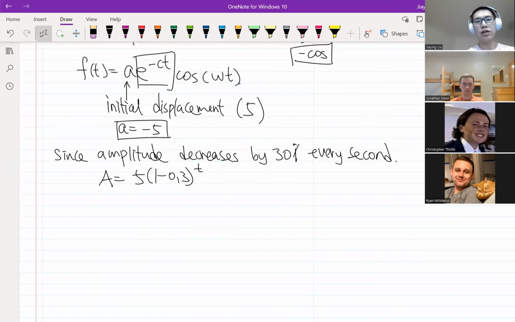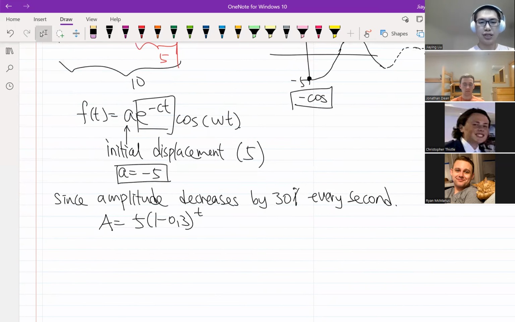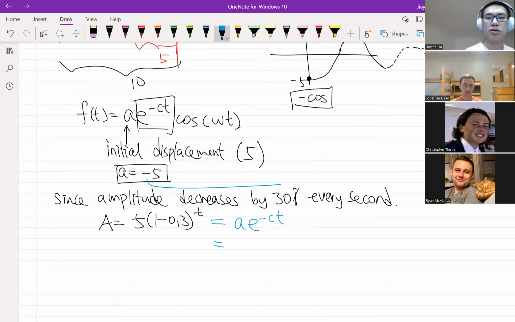Okay, but that's not the function I'm looking for. I'm looking for a e to the -ct. So we just have to take this and convert it to a e to the -ct. And the a here is just the displacement 5. I know I said a equals -5, but the negative is referred to the negative cosine. So a is 5.